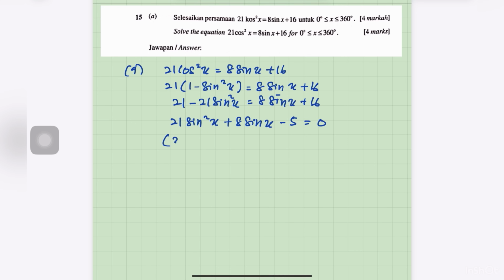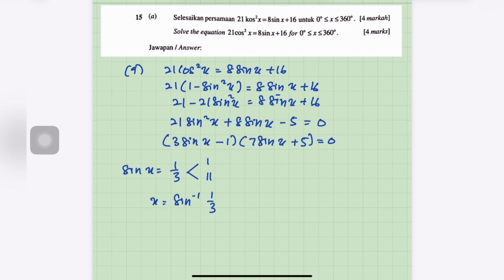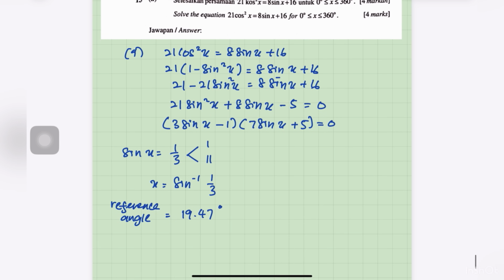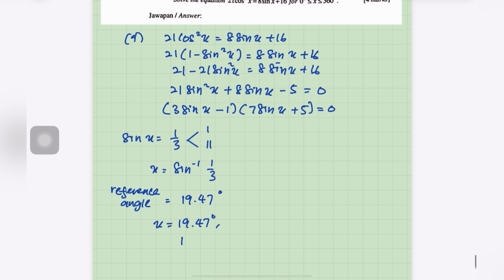Okay, so this one we can factorize: 3 sin x minus 1, 7 sin x plus 5 equals 0. So we solve one by one. The first one, sin x equals 1 over 3. Positive, so quadrant 1 and quadrant 2. So we find x equals shift sin 1 over 3, and we get the reference angle. You must write the reference angle, which is 19.47 degrees. So x in quadrant 1 is 19.47 degrees. In quadrant 2, we have 180 minus 19.47, so 160.53 degrees. That's the first one.